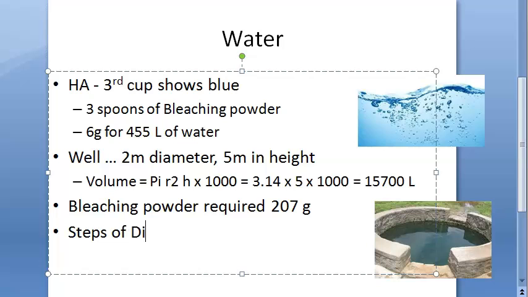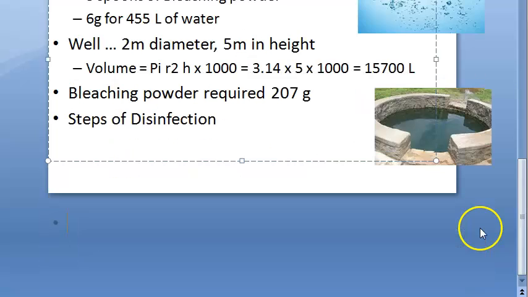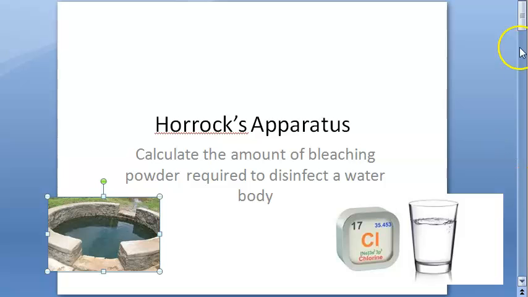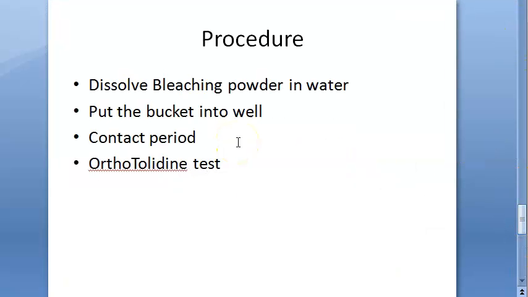Steps of disinfection you will have to explain now. Is this clear? So now we are going to the steps of disinfection. We have already seen the procedure in the Horrocks apparatus video. Do you remember? Basically the required amount of bleaching powder for the disinfection of the well is placed in a bucket. Actually, they are saying don't place more than 100 gram in one bucket. So here you might need 2 or 3 buckets.